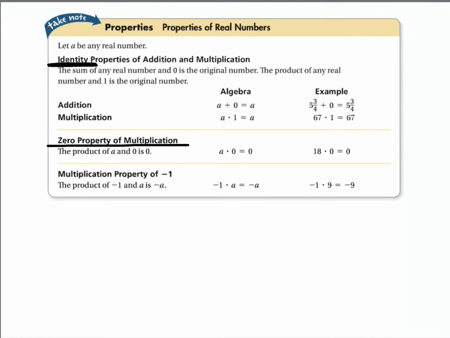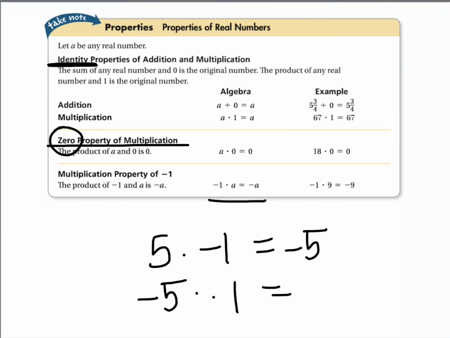The 0 property of multiplication just tells you that the product of any number times 0 is 0. That's your key word right here. Multiplication property of -1 tells you that any number times -1 is just its opposite. So 5 times -1 is going to be -5. -5 times -1 is going to be +5. So like I said, anything times -1 is just going to be its opposite.